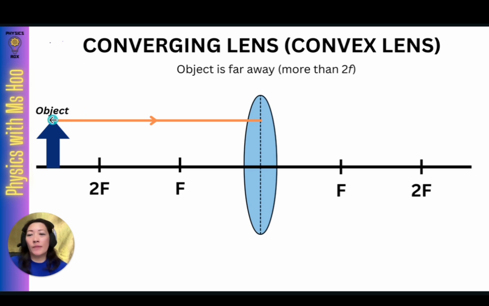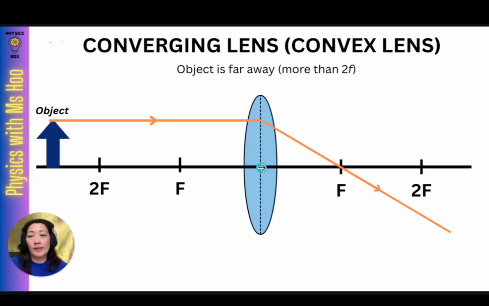So you start from the top of the object all the way to the center of the lens. You must draw the arrow to show that this is the incident ray. Any light ray that's parallel to the principal axis will always travel through the focal point or the principal focus. So from here, we draw a light ray that starts from this point and it goes through the principal focus or the focus point.